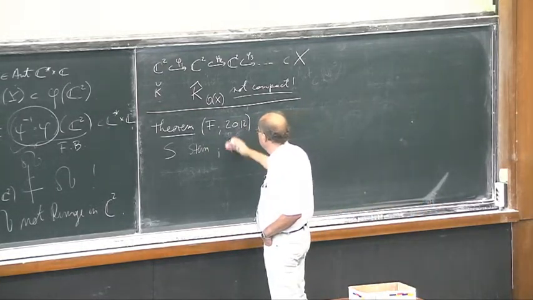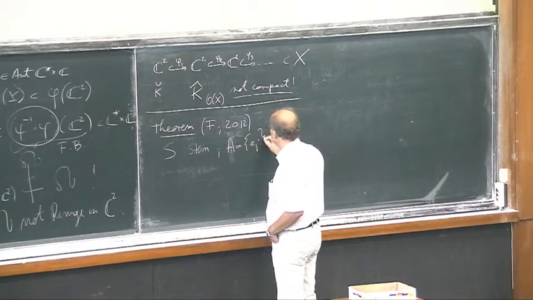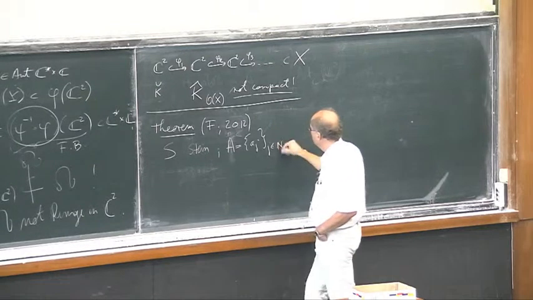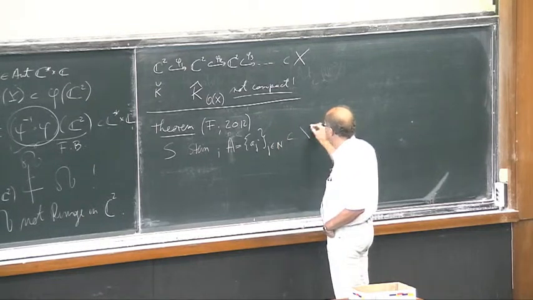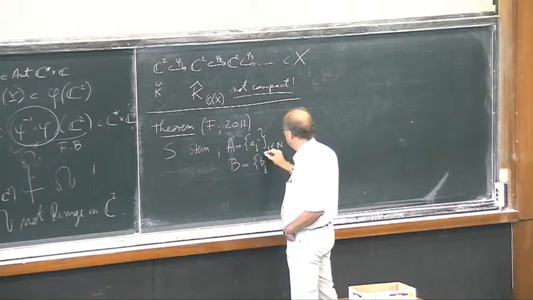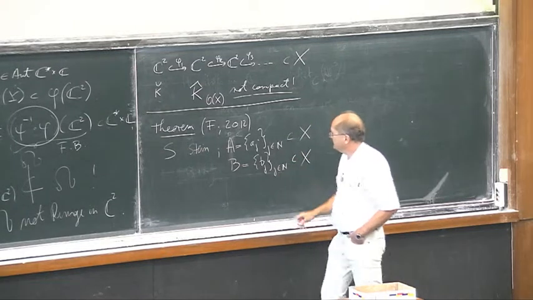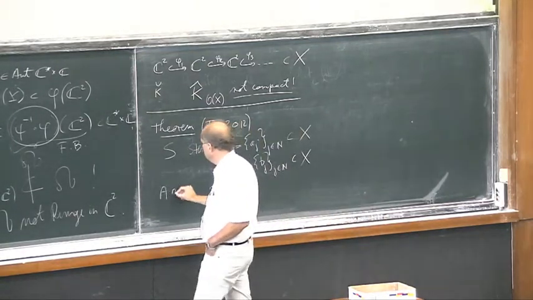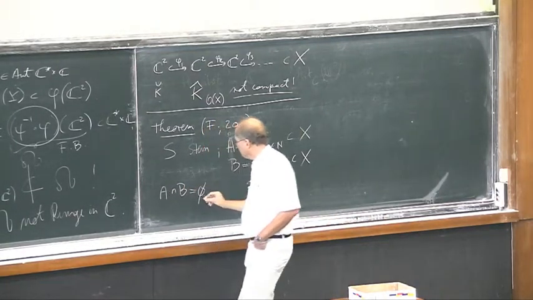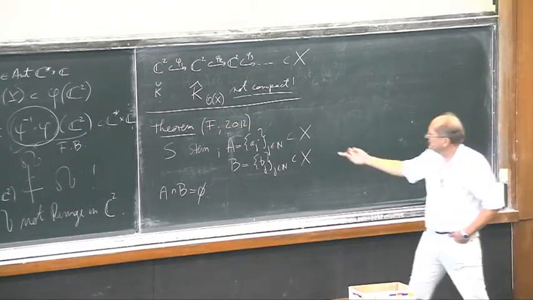And then I take inside, I take two disjoint countable sets, let's say A and B. So I take two disjoint countable sets, but they may be dense. In fact, that's the interesting case, when each of them is dense.